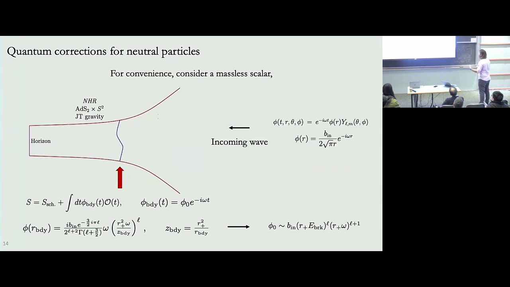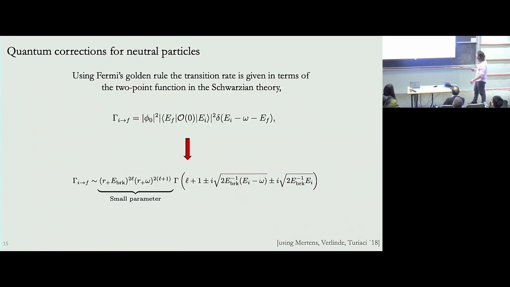So the important thing to keep in mind is that this number is a very small number, because R plus scales with the charge and E breakdown scales with 1 over the charge cubed. And this number is very small because we are working at very small temperatures, so the frequencies of Hawking radiation that could get emitted are also very small, so omega times the charge of the black hole is extremely tiny.